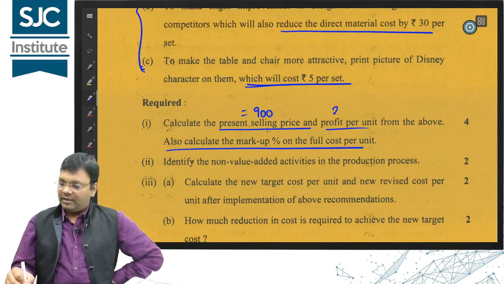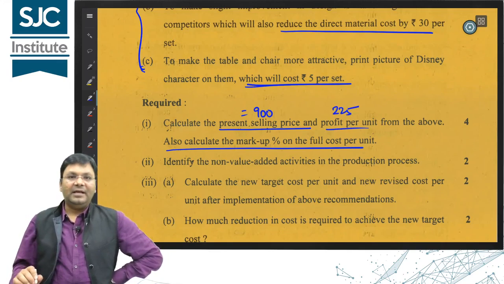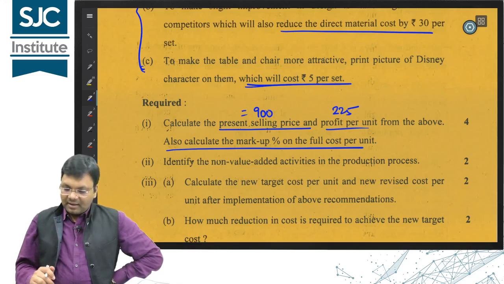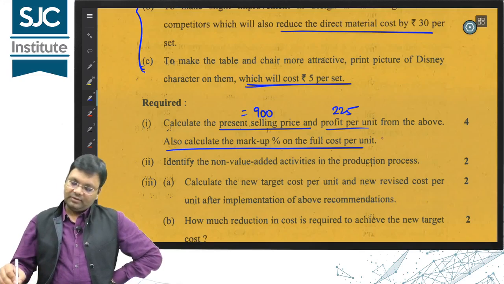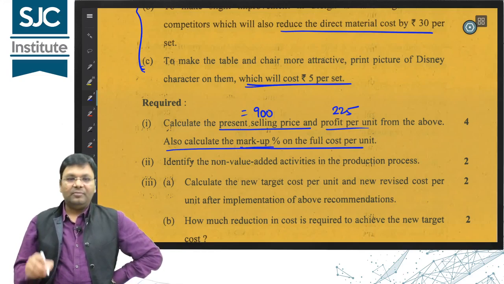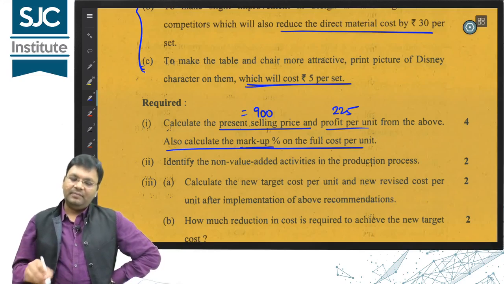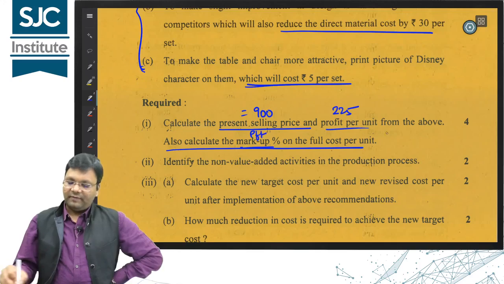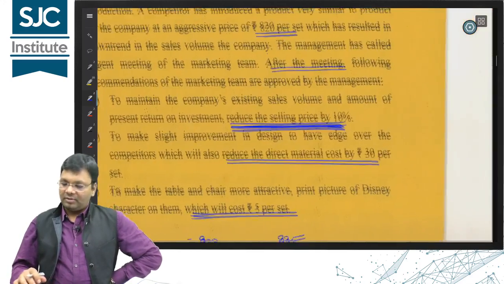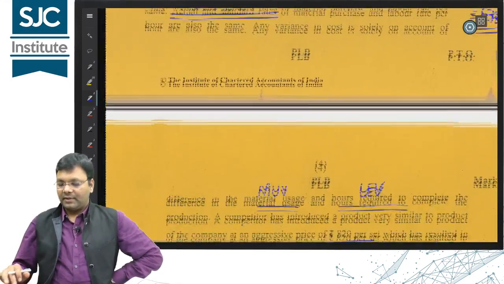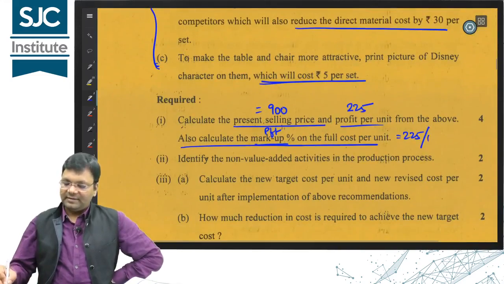Then profit per unit is 225, 13,50,000 divided by 6,000. Then they are asking markup percent on full cost per unit. So markup percent means profit percent on cost. Markup means profit, okay. So profit, you know, 225, and what is the full cost per unit? Your total cost per unit is 675. So 225 should be divided by 675, which is giving us 33.33%.